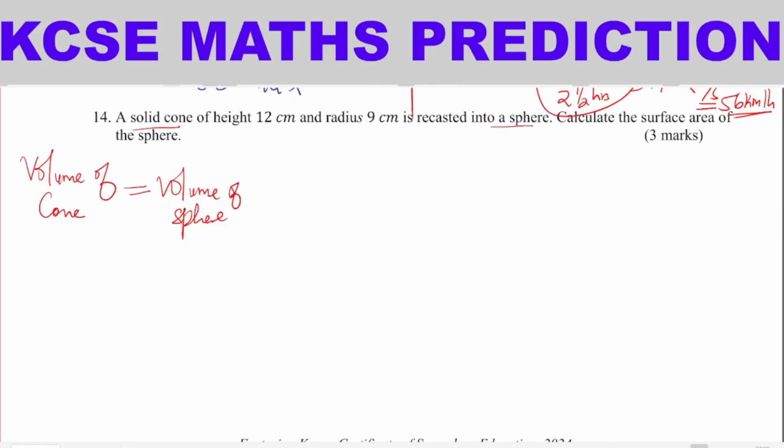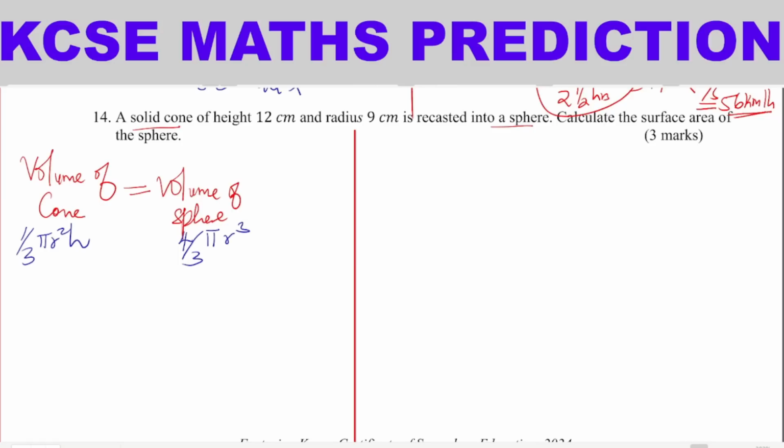So one thing that you need to do is to get the volume of the cone and equate that with the volume of the sphere. So how do you get the volume of a cone? The volume of a cone is given by this formula, a third pi r squared h. The volume of the sphere is given by 4/3 pi r cubed.